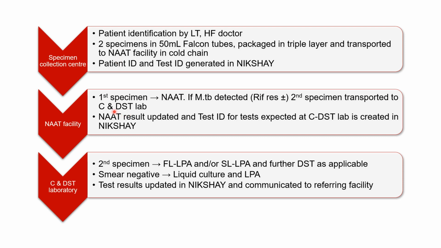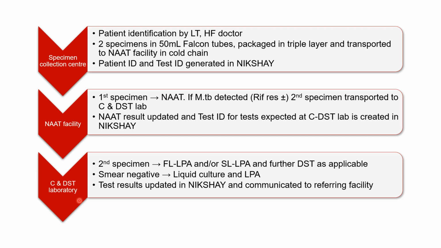Second thing is that the first specimen has to be taken for NAT. We learned just now, first specimen has to be taken for NAT. If MTB is detected, rifampicin resistance may be positive or negative. The second specimen has to be taken to the C and DST lab, because we learned that the first specimen has to be evaluated at the NAT lab and the second specimen has to be evaluated at the culture and drug sensitivity testing lab. And the NAT result will be updated, and the test ID for tests is expected at the CDST lab and is created in the portal.